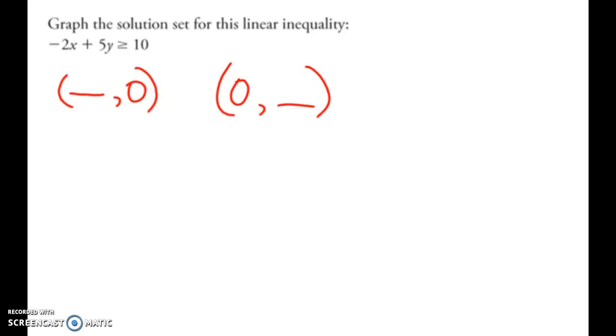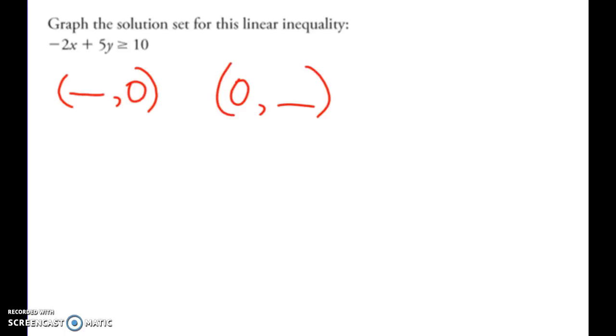We'll move to the next page so I have more room. If I want to find my x-intercept, I let my y equal 0 and I solve. And if I want to find my y-intercept, I let my x equal 0 and I solve. So we will end up with 2 points which we will connect to draw the graph.